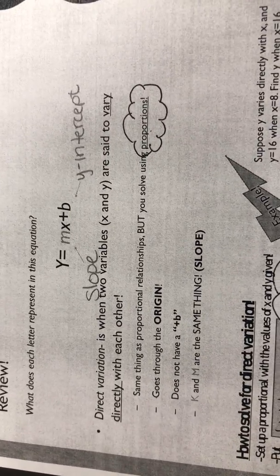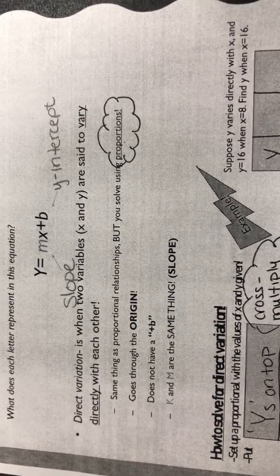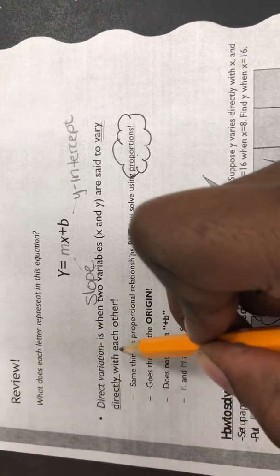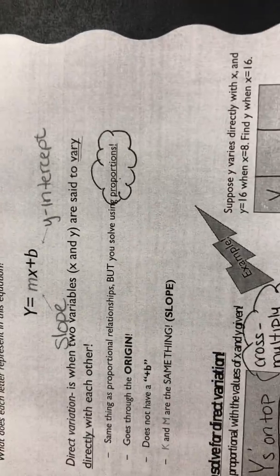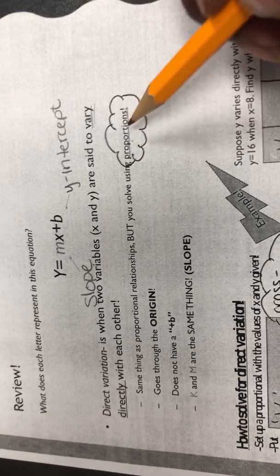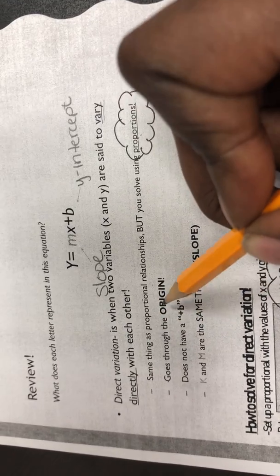Now let's make sure we're going back into direct variation. Okay, so here's the title and definition for it. Direct variation is when two variables are said to vary directly with each other. A lot of the times in these problems, it's going to say vary directly with whatever. It's usually going to say something like y varies directly with x. Like we said, it's the same thing as proportional relationships, but for the most part, you're going to be solving using proportions. Just like with proportional relationships, direct variation always has to go through the origin.